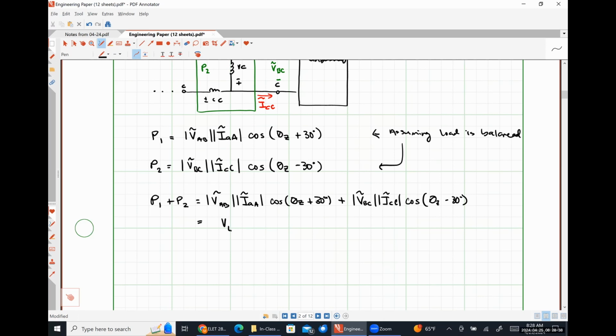What do we know about the magnitude of our line current IAA and the magnitude of our line current ICC in a balanced system? They're the same thing. So we're going to call that just our line current, IL. Okay.